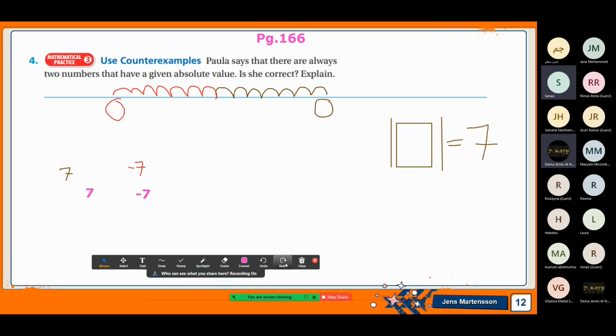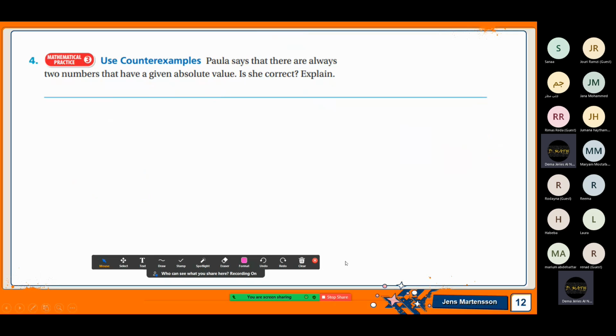Now, here under this example, you have number 4. In number 4, Paula says that there are always 2 numbers that have a given absolute value. Is she correct? That means they told you that if you ask what the numbers are whose absolute value is 7, you will say 7 and negative 7.